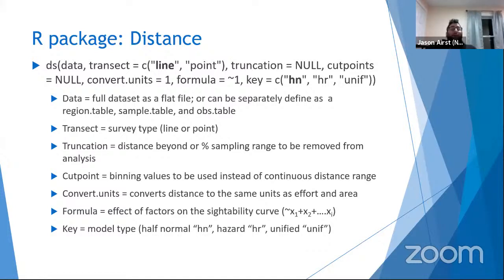And formula allows you to put effects into the model to see how they impact the detectability curve. And finally, the key function is used to add a regression line to the detection curve. And your choices in this are a half normal, hazard, or uniform detection line.